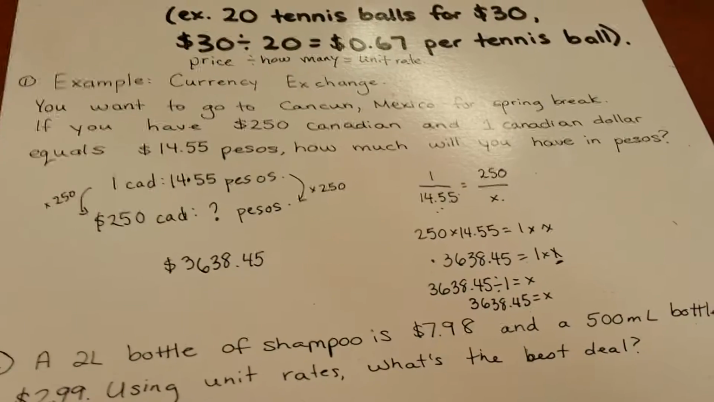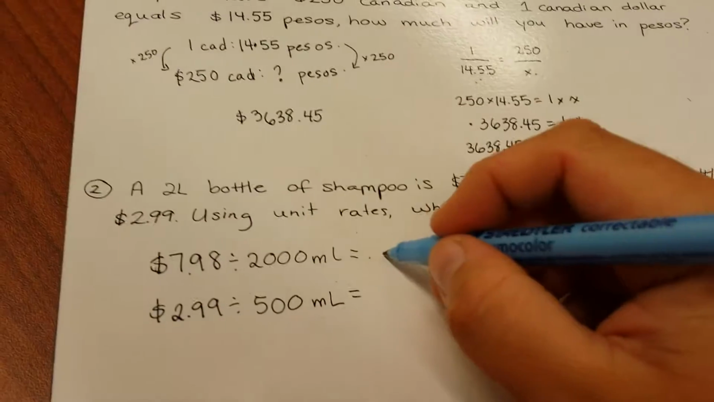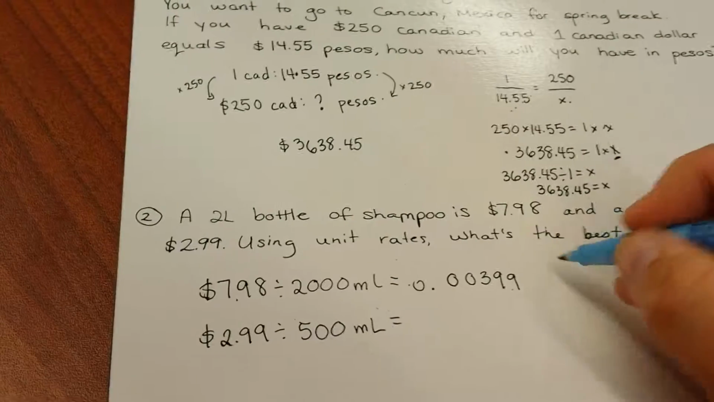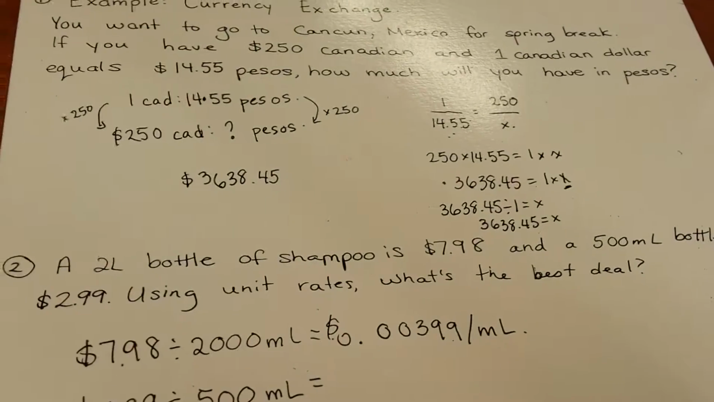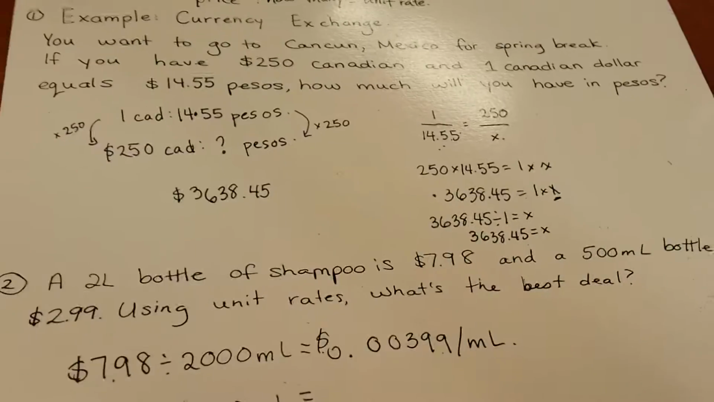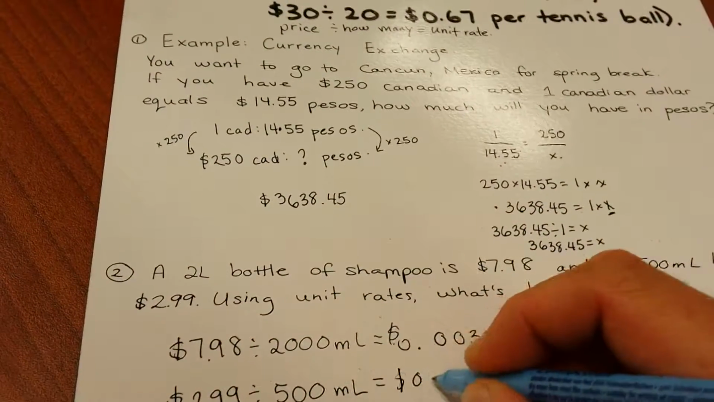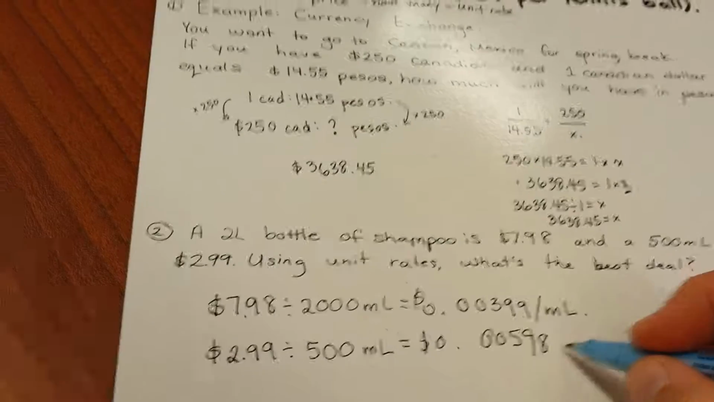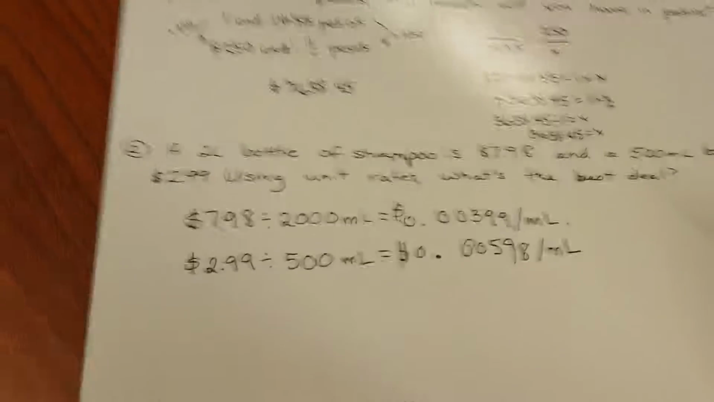798 divided by 2,000 is going to give us 0.00399 dollars per milliliter. Okay, and now let's see what 299 is. 299 divided by 500 is going to give us 0.00598 dollars per milliliter. Okay. Sorry, it's hard to kind of look on both screens at the same time.